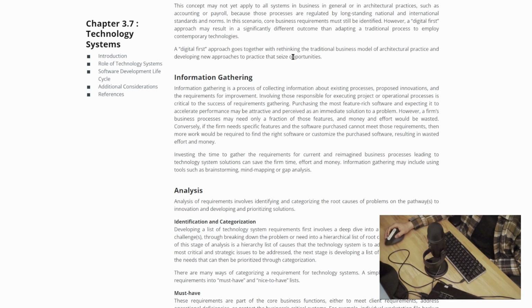A digital-first approach goes together with rethinking the traditional business model of architectural practice and developing new approaches to practice that seize opportunities.